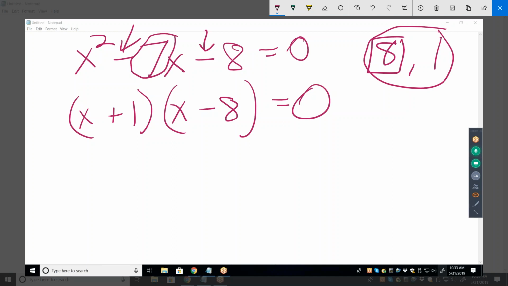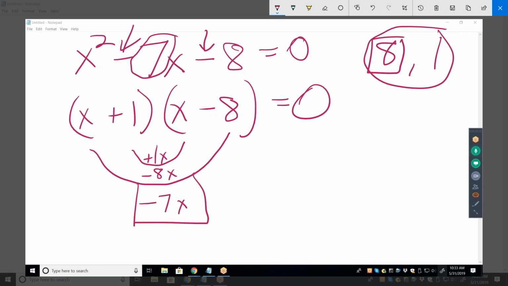Now, I don't need to check it because it's so simple, but maybe not so simple for everybody, so let's check it. The inside produce plus 1x, the outsides produce minus 8x. Add them together, you get your middle term. We did it correctly. In other words, if your life depended on it, you'd want to do this last step, right? Somebody said you're going to die if you get the wrong answer. You're going to do this step. You are going to make sure that that middle term is minus 7x.